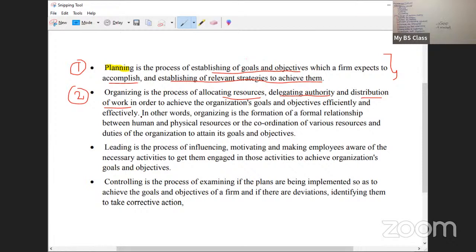In other words, organizing is the formation of a formal relationship between human and physical resources. So what you can do, guys, is write this in brackets, right? So the other sentence.